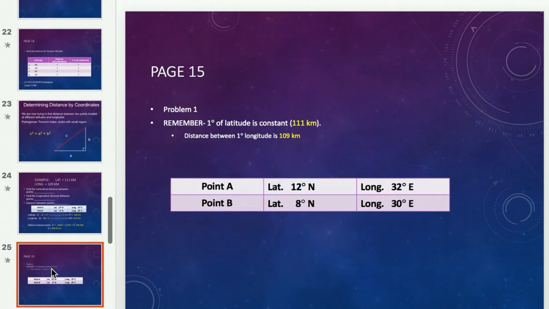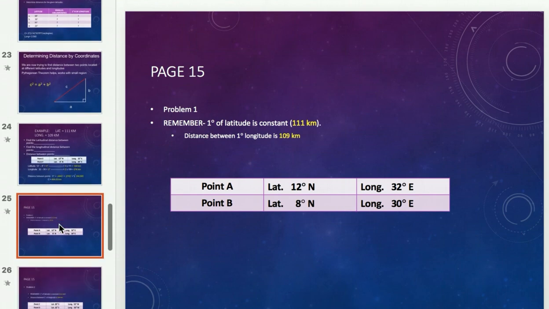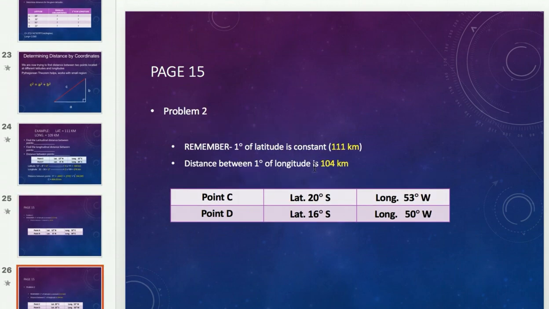Alright, so you do the same thing. Take 12 minus 8, 4 degrees. 32 minus 30. Oh no, we're looking at the wrong one. That's problem 1, which we just did. Problem 2: it's going to be 20 minus 16, which is 4 degrees. 53 minus 50 is 3 degrees.